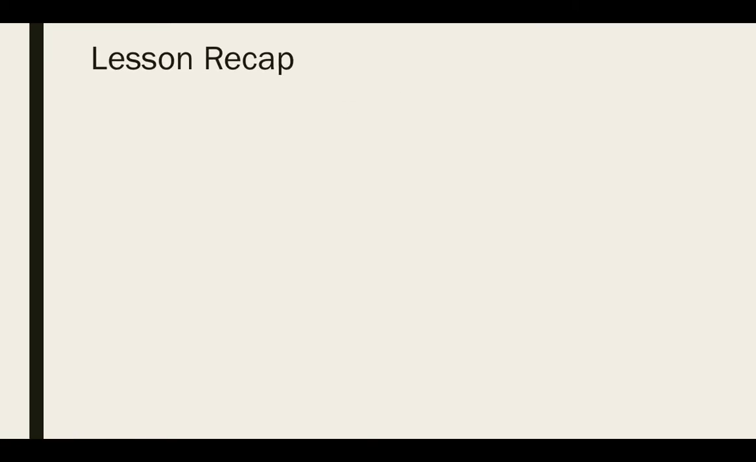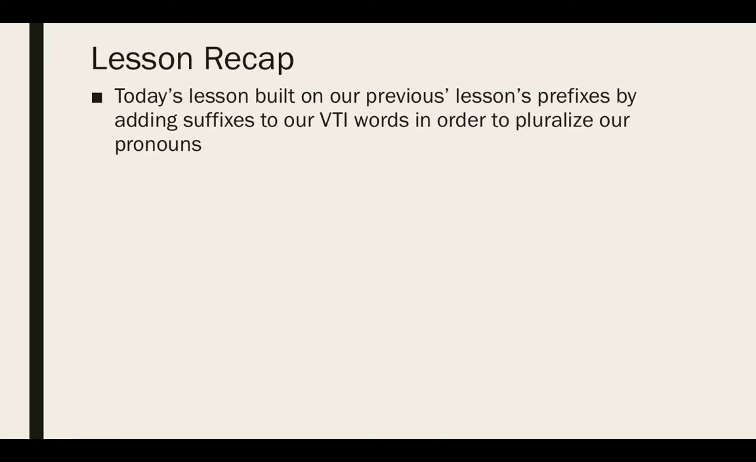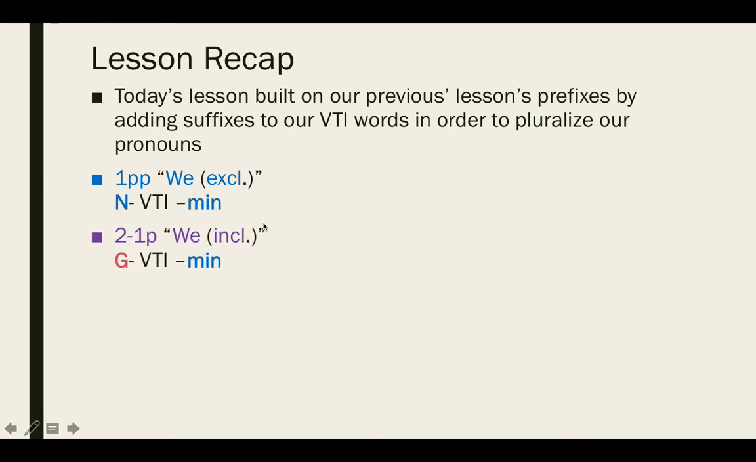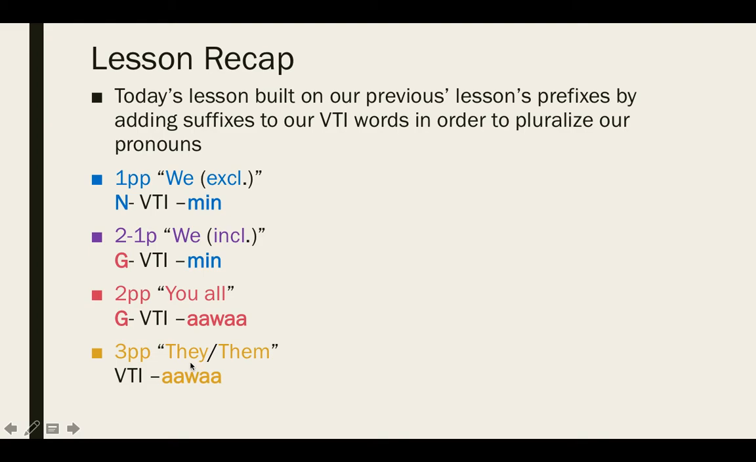So lesson recap. Finally made it. So today's lesson built on our previous lesson's prefixes by adding suffixes to our VTI words in order to pluralize our pronouns. So first person plural, the we exclusive, we just added an N, VTI word, then a min. Second to first person, the we inclusive, just added a ge, VTI, then a min. Second person plural, the you all, ge, VTI-aawaan. Third person plural, they or them, just VTI and then aawaan.